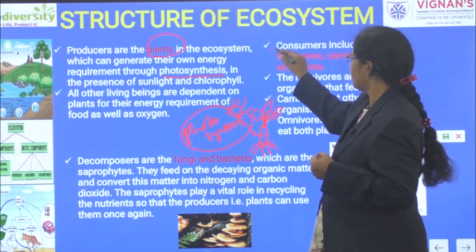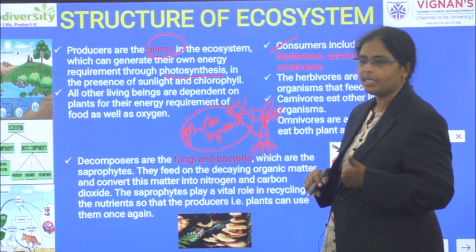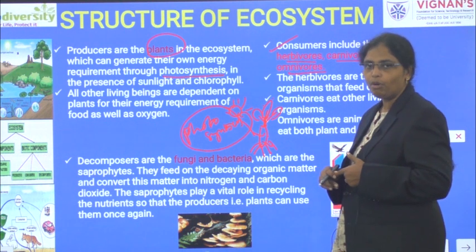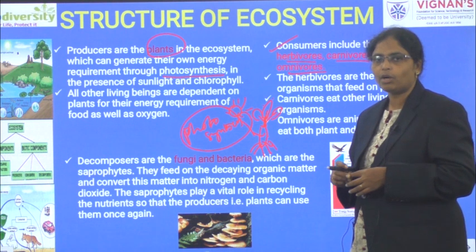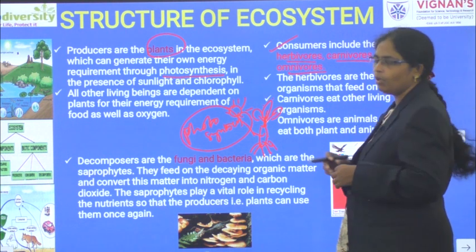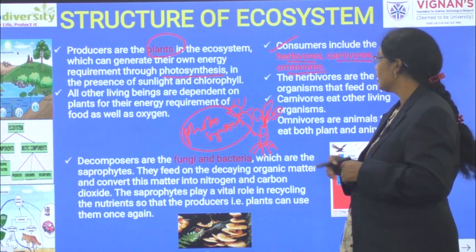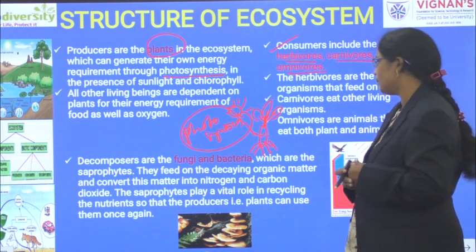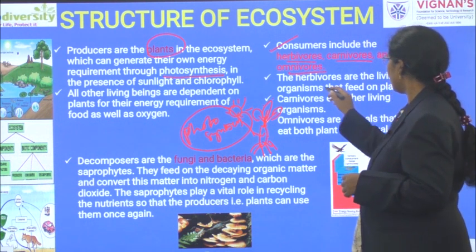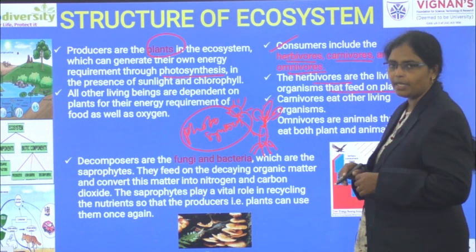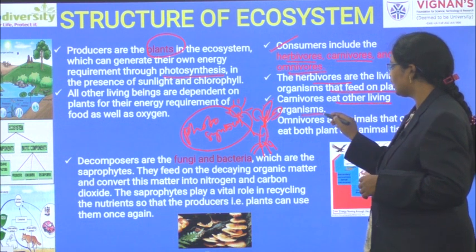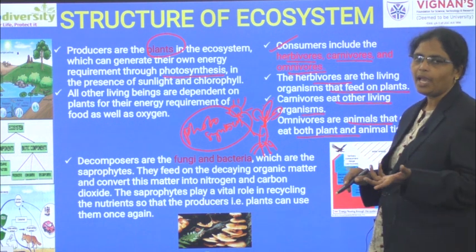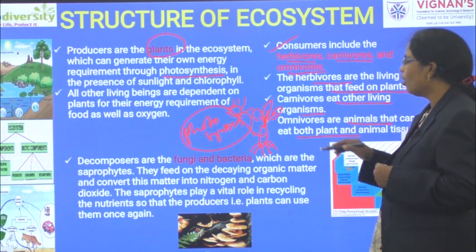And the second category, if you see consumers, again there are various categories: herbivores, carnivores and omnivores. Herbivores, that means plant eating animals, are called herbivores. And carnivores, animal eating animals, are called carnivores. Omnivores are nothing but they eat both plants as well as animals. Here, herbivores are the living organisms that feed on plants. Carnivores eat other living organisms. And omnivores are animals that can eat both plants as well as animals. Such types of organisms are called omnivores.